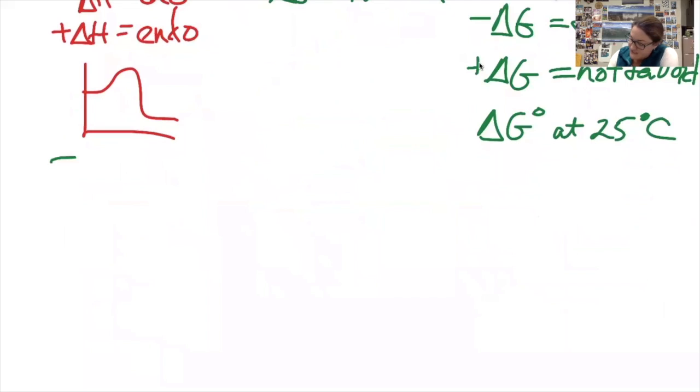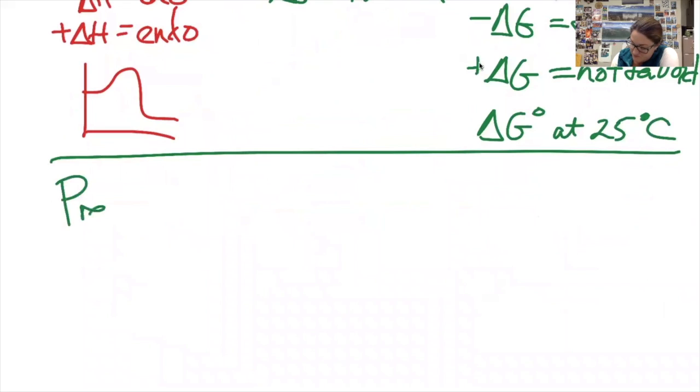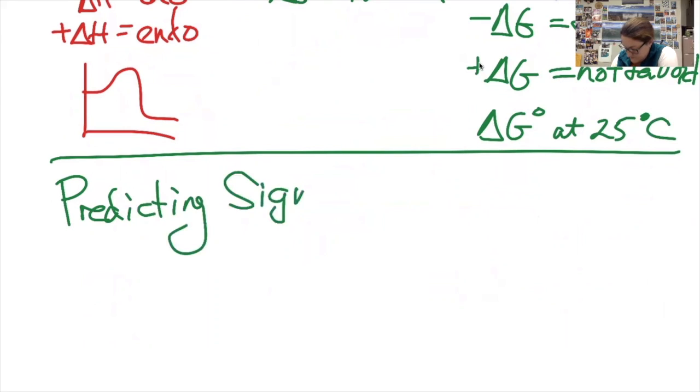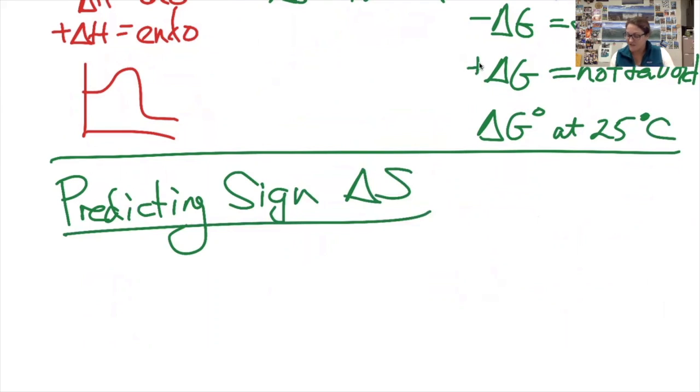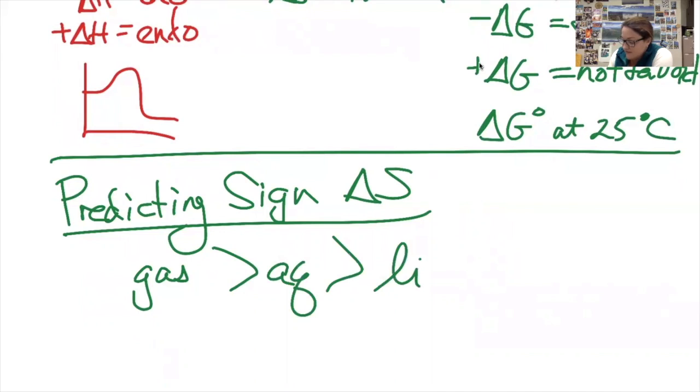Okay, predicting the sign of delta S. To decide whether it's a positive delta S or negative delta S. Generally, for the entropy, gases are the most disordered, which is more disordered than aqueous, which is more disordered than liquid, and the most ordered is a solid.